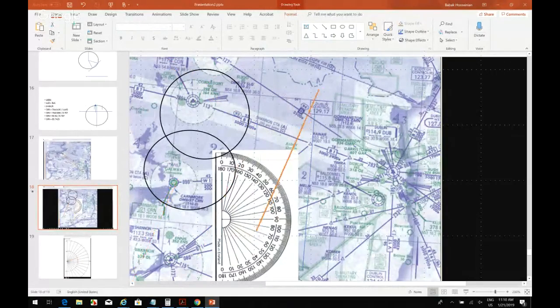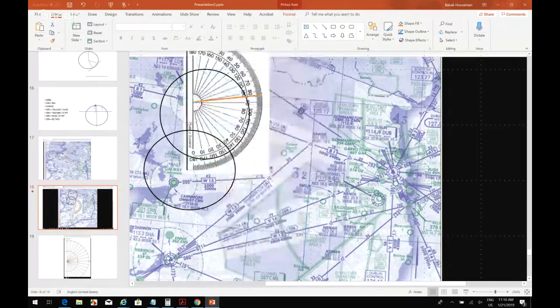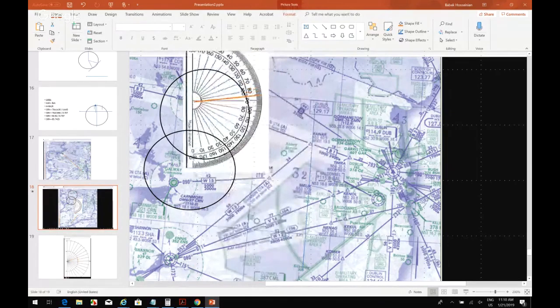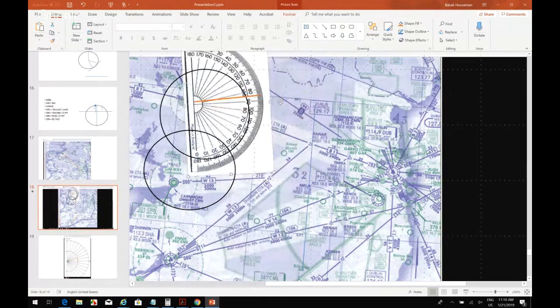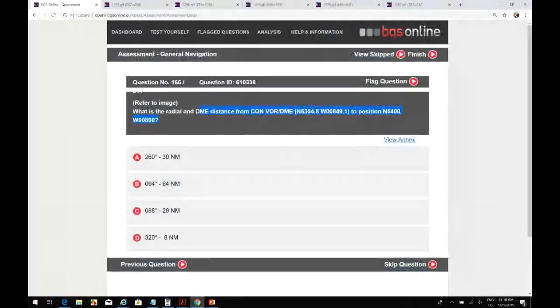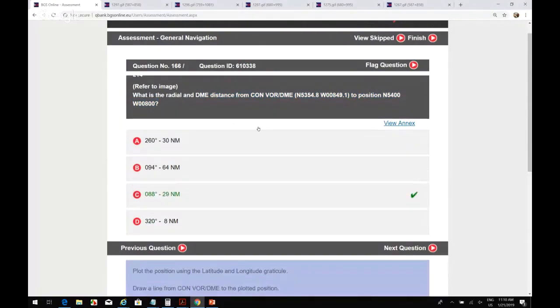So Connaught is here. 54 is here, and 08 is there. So going to there, that's north, 085 magnetic. So 085 magnetic. And the distance, the DME distance. Well, the only one that's close is C.